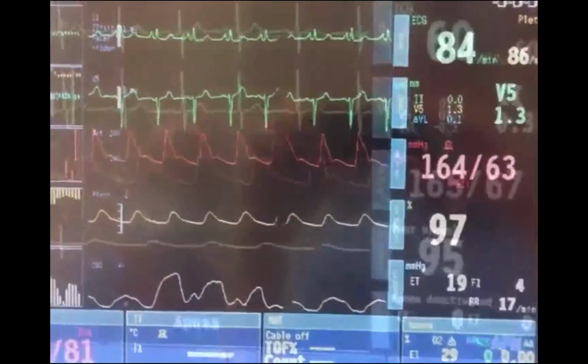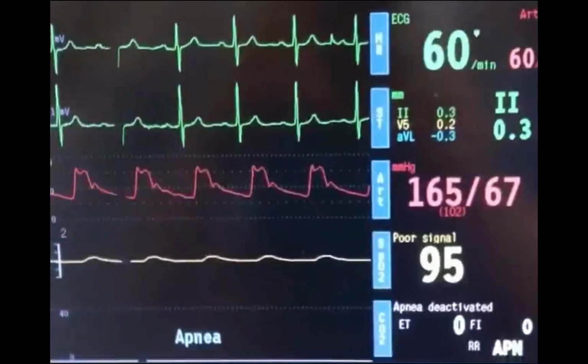Finally, the arterial waveform should be examined to confirm an appropriate tracing.